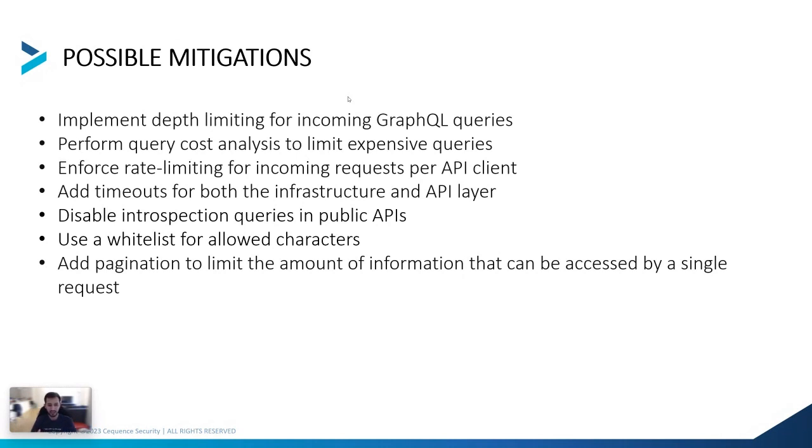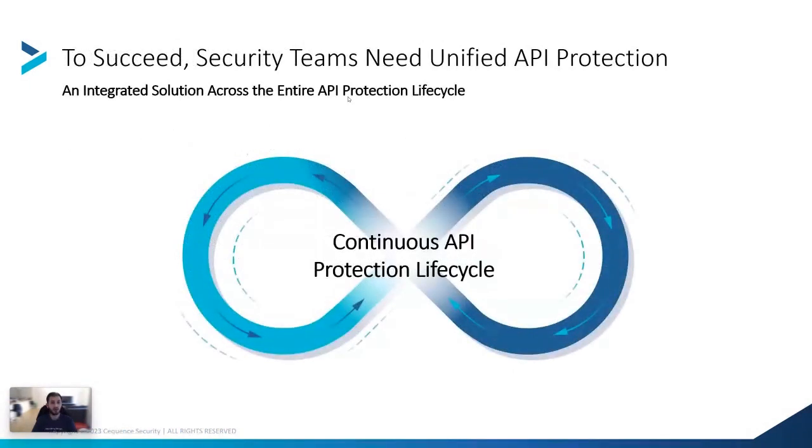So be sure that you are using a whitelist for allowed characters, and add pagination to limit the amount of information that can be accessed by a single request. Pagination is, you limit the information that you give in your response. You don't need to show every piece of information to the server. The abstraction is the winning thing, right? So you need to be abstract, and you need to show the limited amount of information that you really want your customers to know.